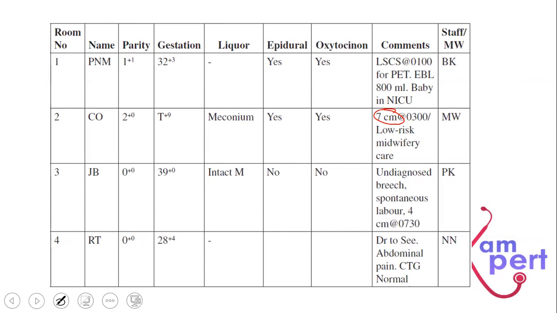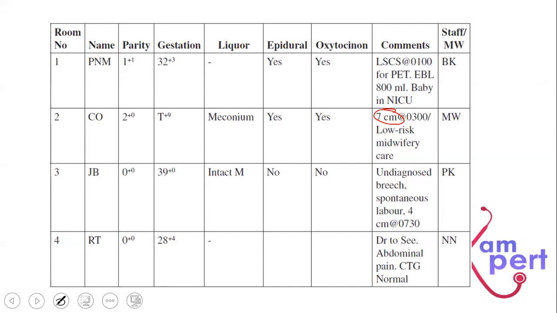If the CTG is normal and she has a normal progress, and there is no concern, the midwife will take over this patient. Okay, and make sure the pediatrician is available at the time of delivery.